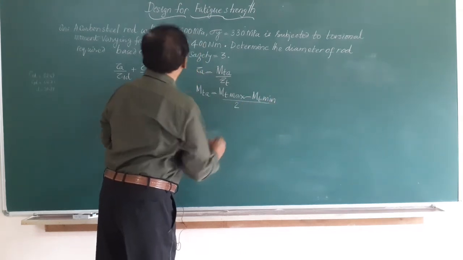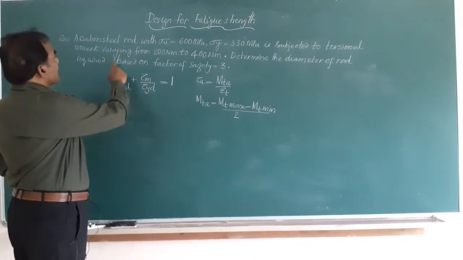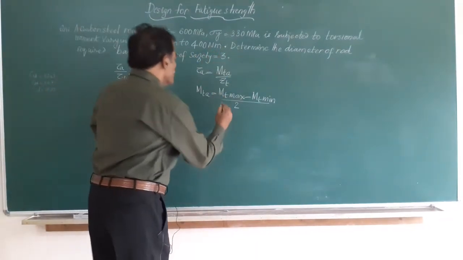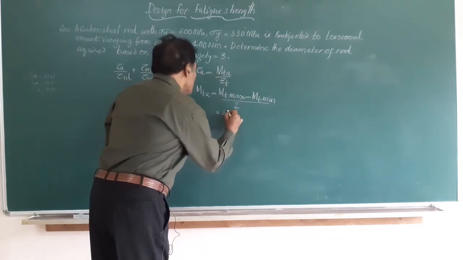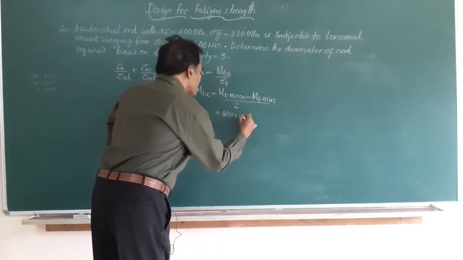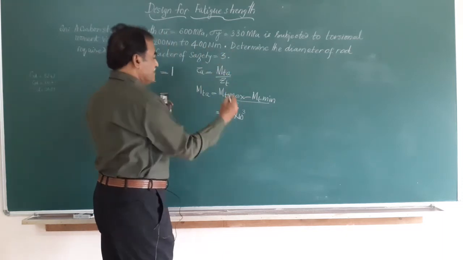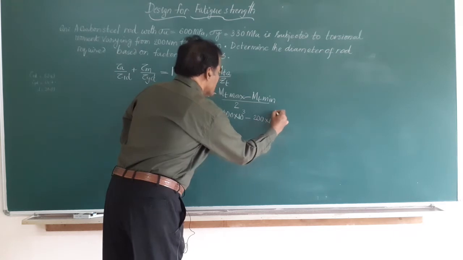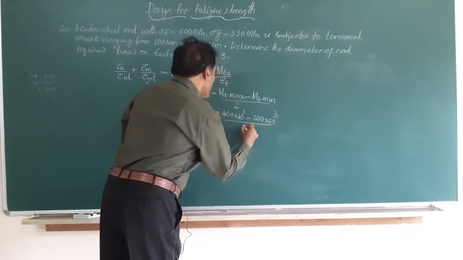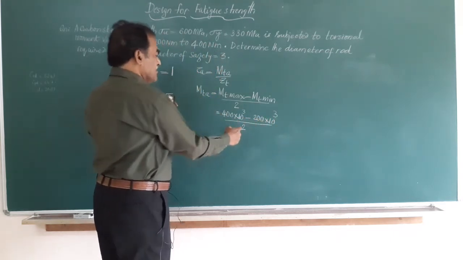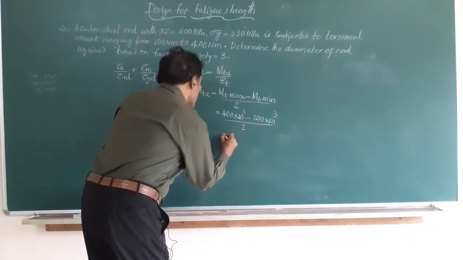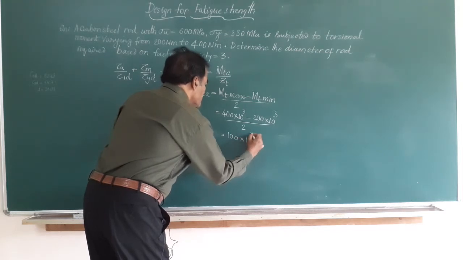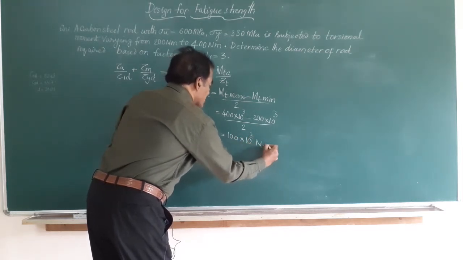In this problem, friends, it says the torque is fluctuating between 200 Newton meter to 400. So, 400 is the maximum value. I will say 400 into 10 to the power of 3 to convert that to Newton millimeter, minus 200 into 10 to the power of 3, divided by 2. So, 400 minus 200 is 200, by 2 is 100. So, 100 into 10 to the power of 3 Newton millimeter, because this is torque.